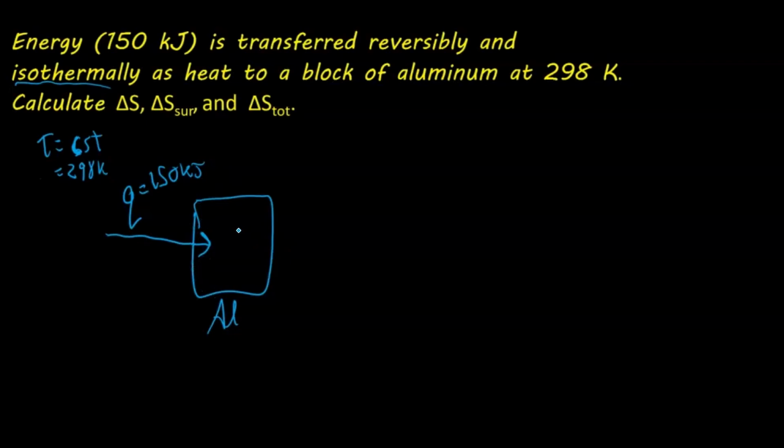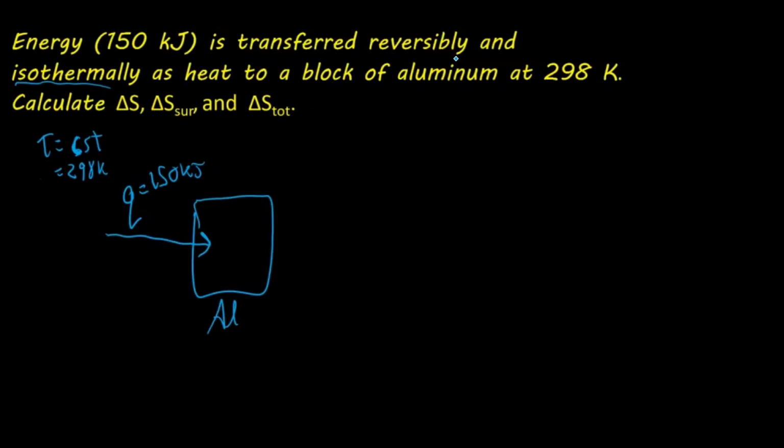So shouldn't it warm up? Shouldn't it get hotter? We could think of this block as so large, maybe it's a very large block, that 150 kilojoules just doesn't really increase the temperature to any measurable amount. It might be so small that we can't measure that if this is a large block. So we're going to calculate delta S, the change in entropy of the system, the change in entropy of the surroundings, and then the change in entropy total here.